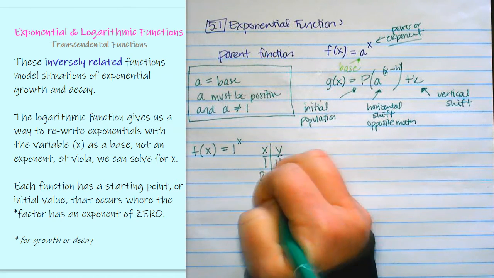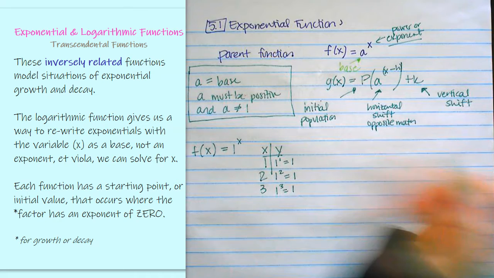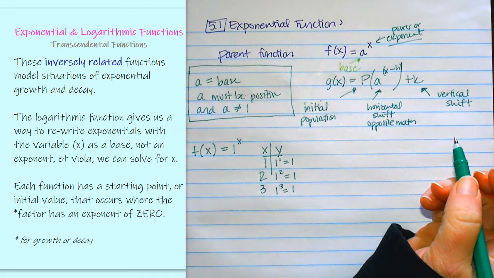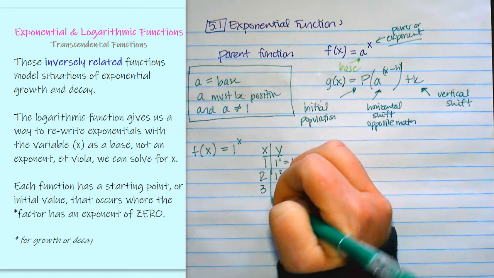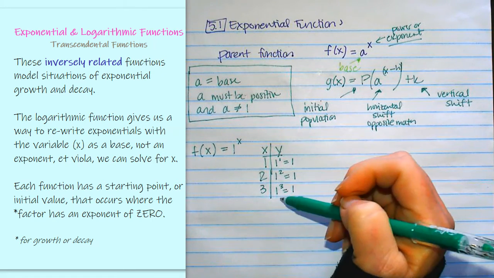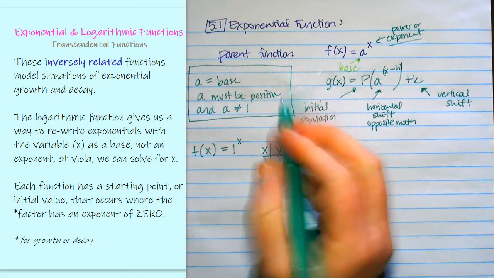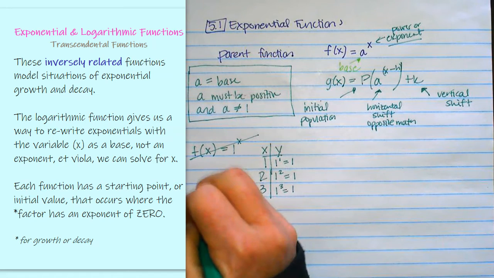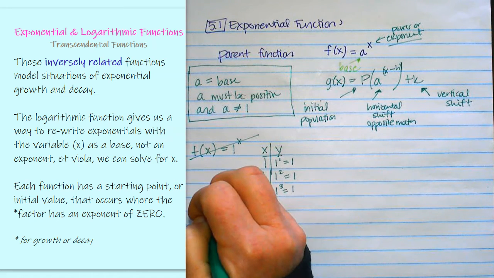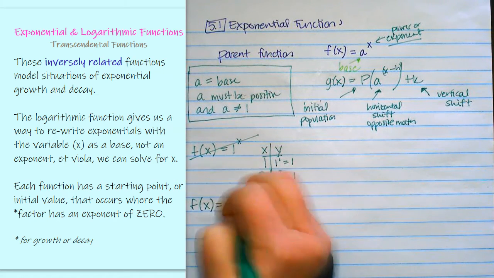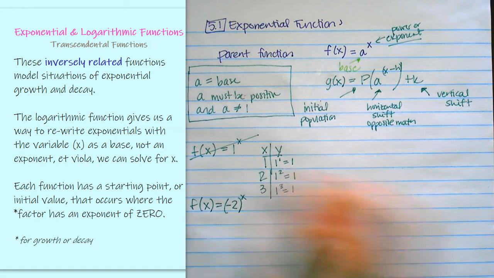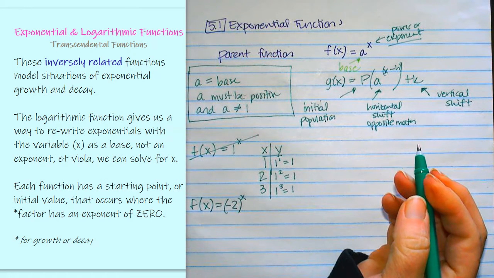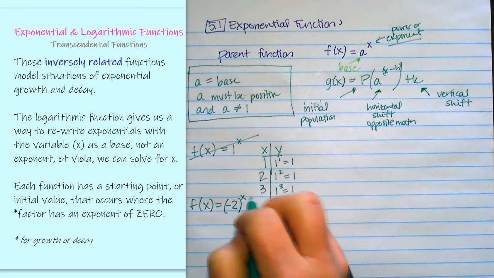And if you had 3, it would be 1 cubed, which is still 1. So it would not look like an exponential function if it is 1. So we can't have an exponential where we have the base equal to 1. We also can't have it be a negative number. So if we said f of x is equal to negative 2 to the x, then we come up with a different sort of issues.